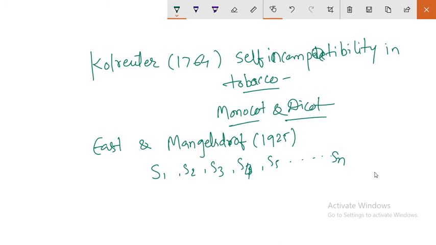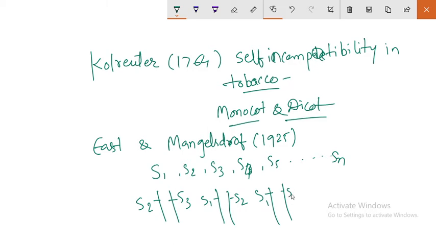So the Nicotiana plant could have some of the alleles, but a single plant has only two alleles, whatever the combination may be. Suppose it may be S2, S3, or S1, S2, or S1, S4. A single organism has only two alleles. In this way there are a number of alleles present and accordingly it shows its incompatibility.